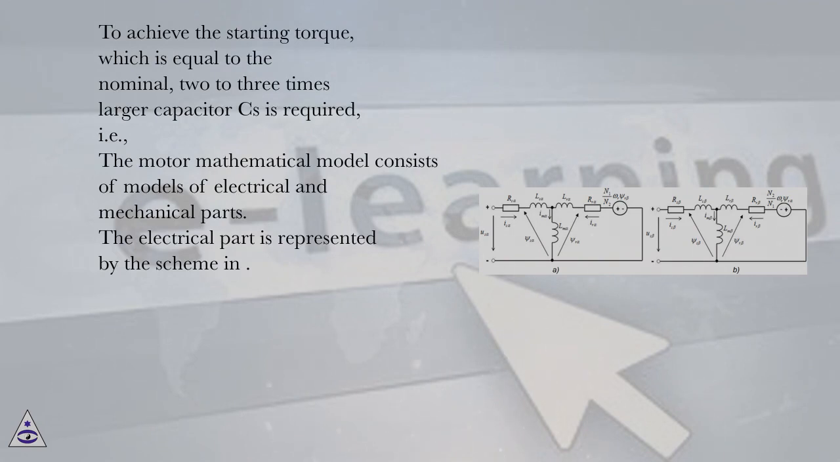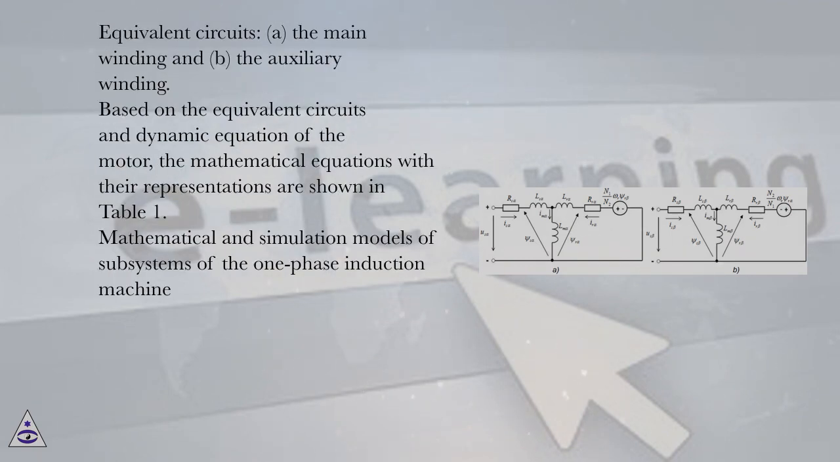The motor mathematical model consists of models of electrical and mechanical parts. The electrical part is represented by the scheme in equivalent circuits, A, the main winding and, B, the auxiliary winding. Based on the equivalent circuits and dynamic equation of the motor, the mathematical equations with their representations are shown in Table 1. Mathematical and simulation models of subsystems of the one-phase induction machine.